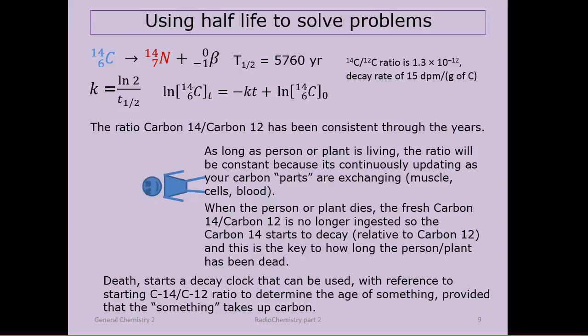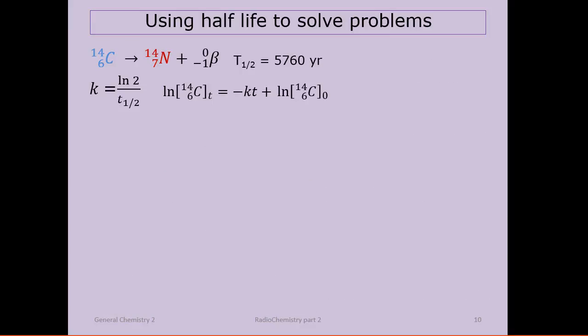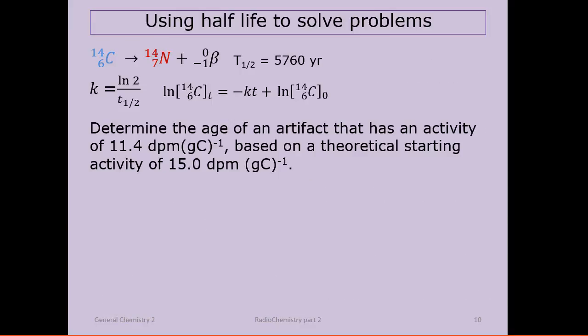Basically, death starts a decay clock that can be used with reference to the original starting carbon-14 to carbon-12 ratio to determine the age of something, provided that that something takes up carbon. So let's apply this. Determine the age of an artifact that has an activity of 11.4 disintegrations per minute for every gram of carbon based on a theoretical starting activity of 15.0 disintegrations per minute.